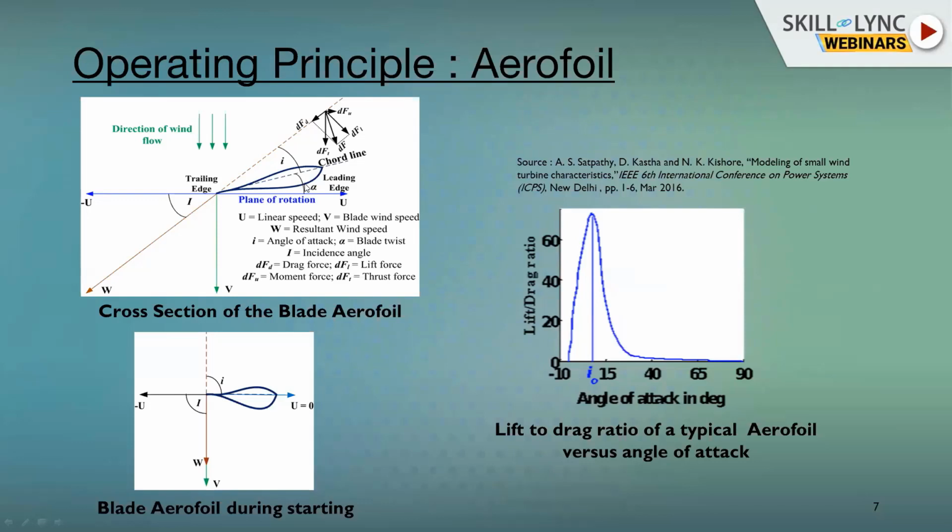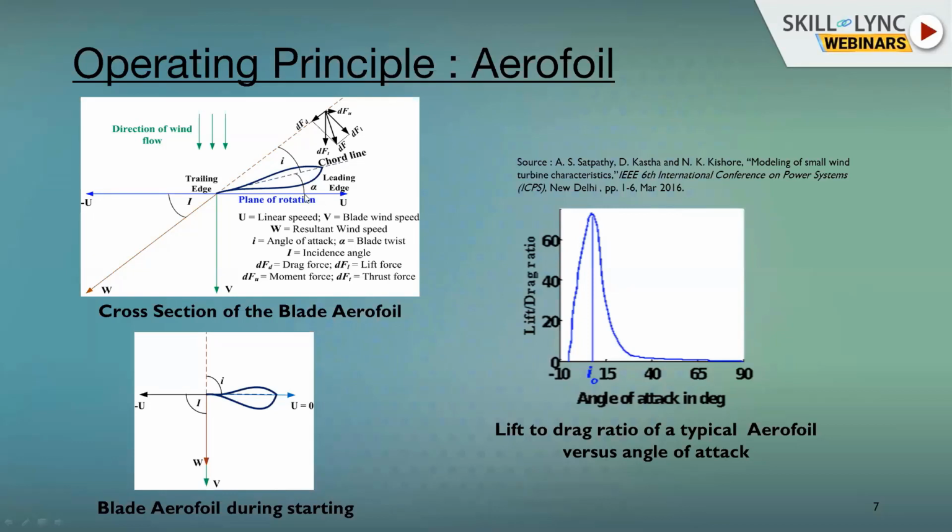You must have heard about the pitch control of the blade. So this is the blade twist or the blade pitch that we have, alpha. If you have observed a blade of a wind turbine, you will see that the blade is not a flat blade. It will be twisted.